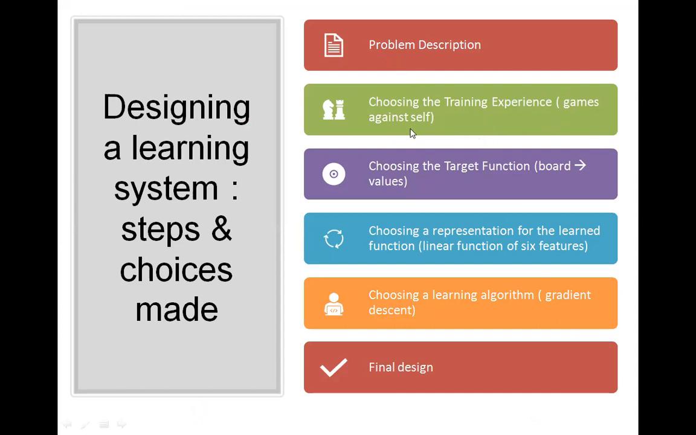make it to play against itself. Next, you have to choose the target function. Here in our case, the target function is nothing but choose move, that is, board and its respective values, and the representation of the target function. Here we are representing it in the form of an x1, x2 linear equation along with its weights. And you have to choose a learning algorithm.